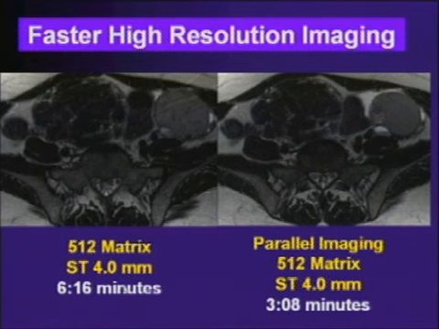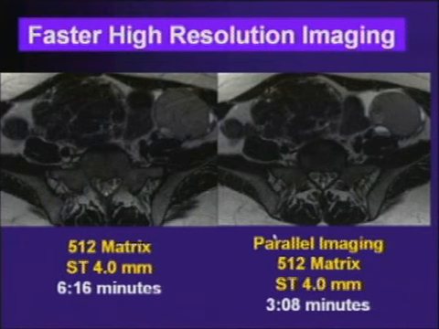Typically, we do multiplanar T2-weighted images. We do axial, sagittal, and coronal views. Each can take up to 6 minutes, depending on the size of the patient's uterus or whatever pelvic pathology you see. So this could be 18 minutes of your examination. With parallel imaging, you can maintain your spatial resolution and cut the examination time in half.